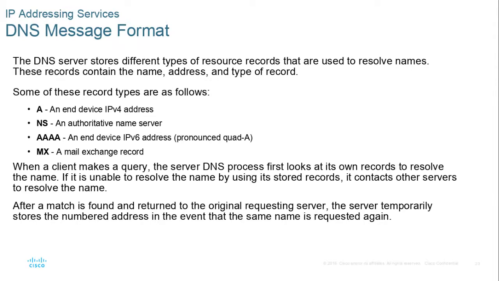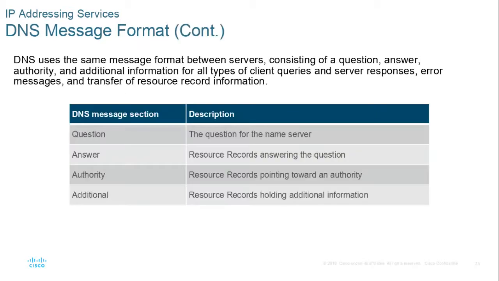Quad A, that's an IP version 6 address. And if you're sending and receiving email using the legacy programs, which most people don't, they use web-based stuff now, it's an MX, a mail exchange record.